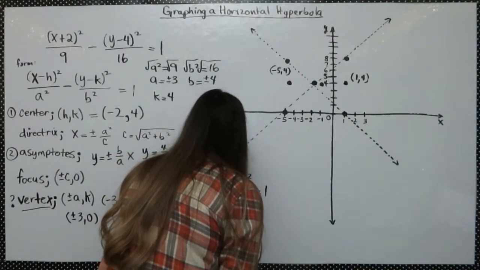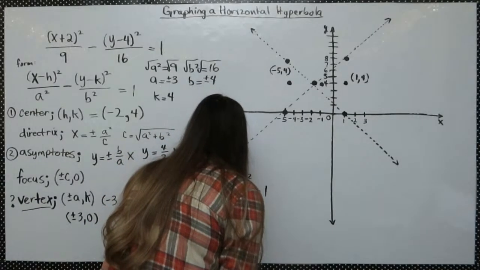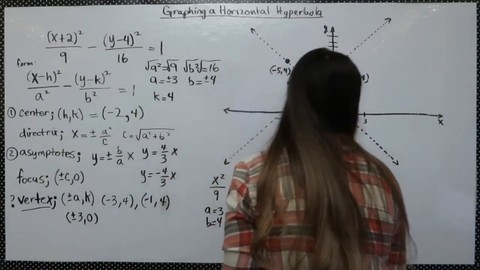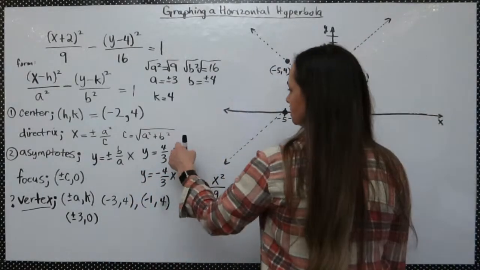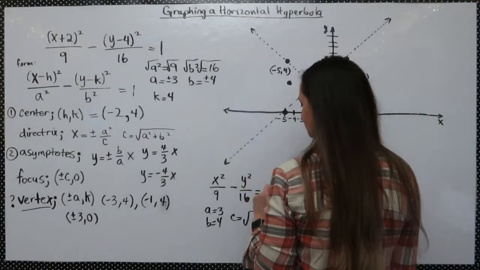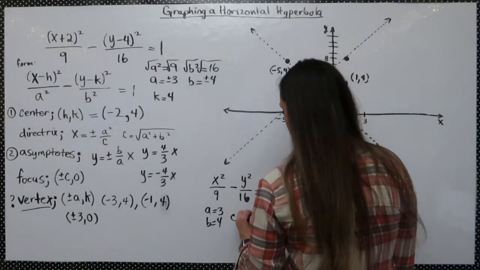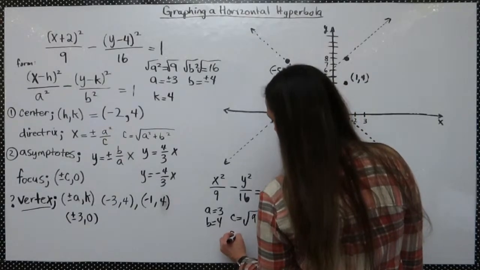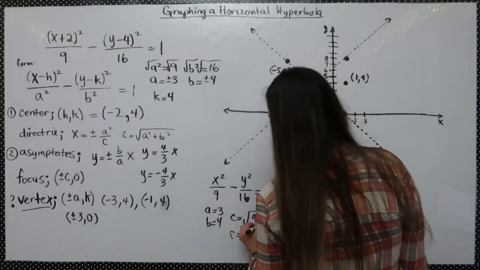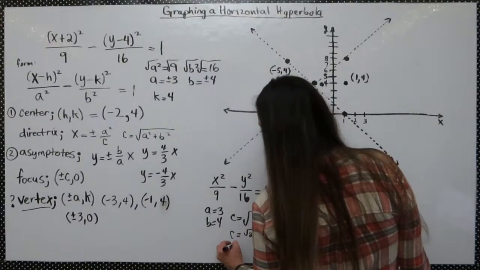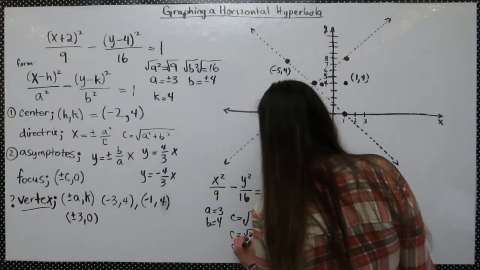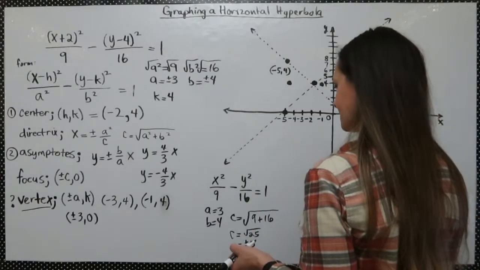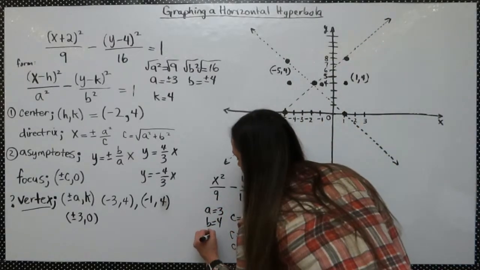So a equals 3 and b equals 4. Let's go ahead and calculate c. It's the square root of a squared plus b squared. So it's going to be 9 plus 16. So that is the square root of 25. C is plus or minus 5. So we'll say c equals 5.